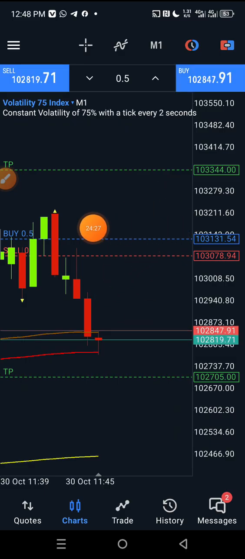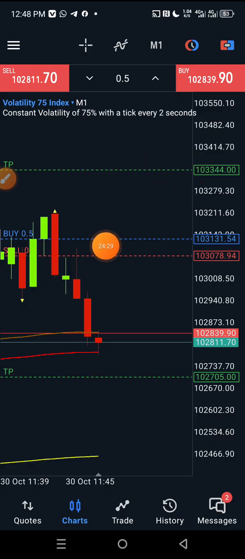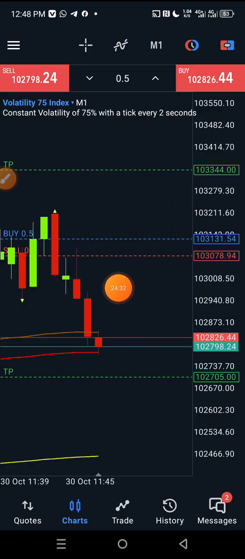Just note that each time you buy, your take profit should be above your entry. Look, the entry is below it. If you sell, your take profit should be below your entry. Look at it, below.